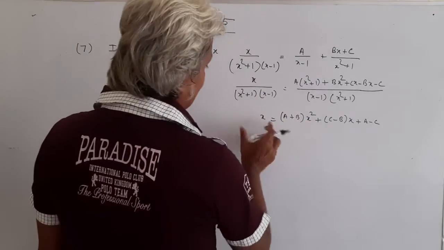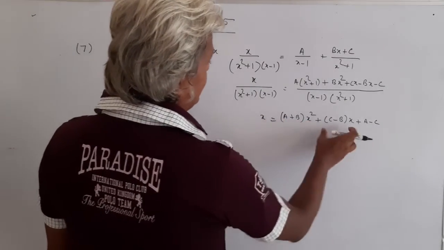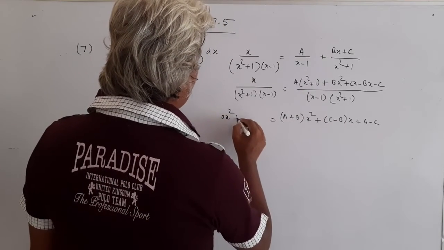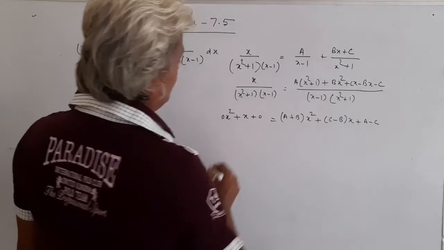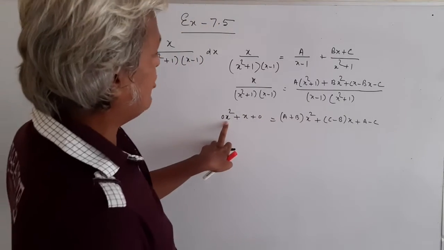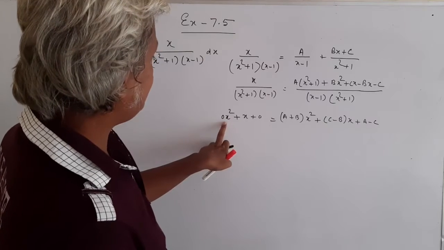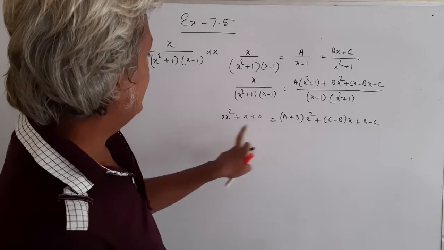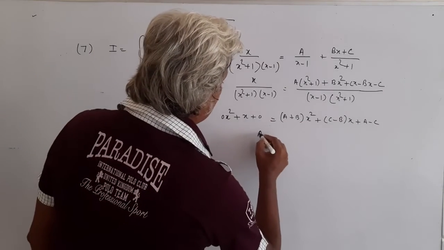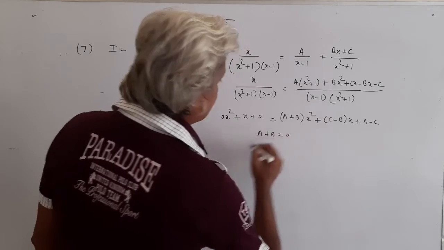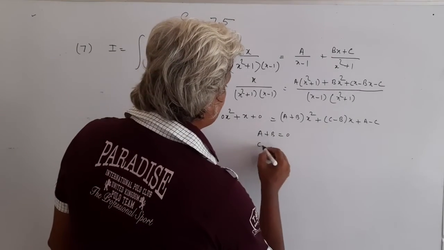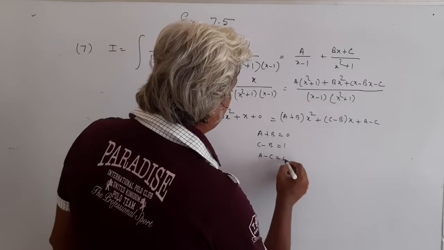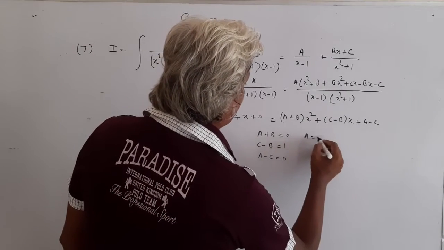On the left hand side you see there is only x, so you can assume this x to be a whole expression like 0x square plus x plus 0. It means the coefficient of x square is 0. So what do you get? You get a plus b as 0, c minus b as 1, and a minus c is also 0.